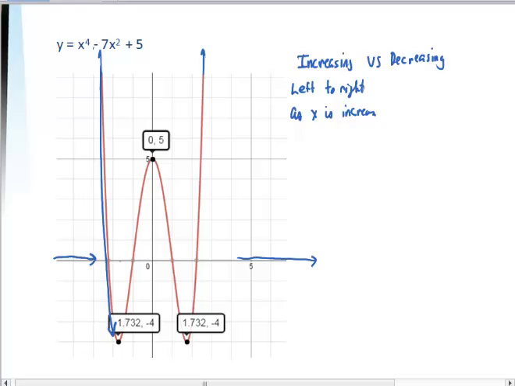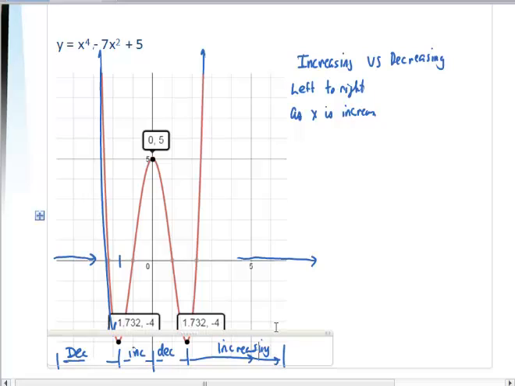So on the interval, I'll just shade in. I'll say this is a decreasing interval. And then up until this point here, this is an increasing interval. And then up until this point again, we're decreasing. And then the rest of the way, the function is increasing. So this would be correct in terms of describing where the function is increasing and decreasing.